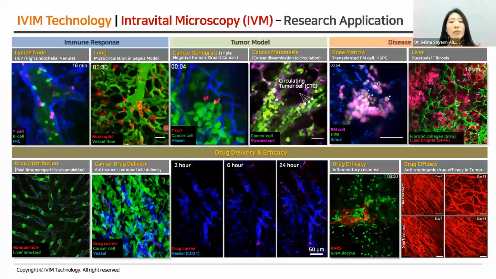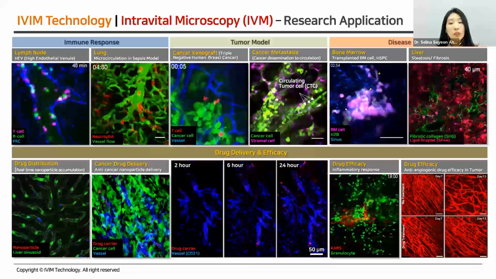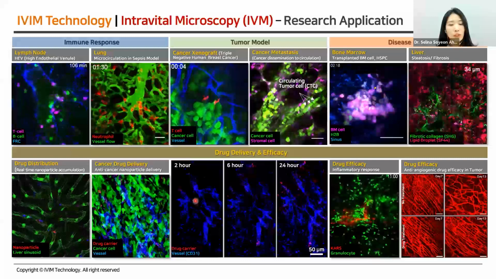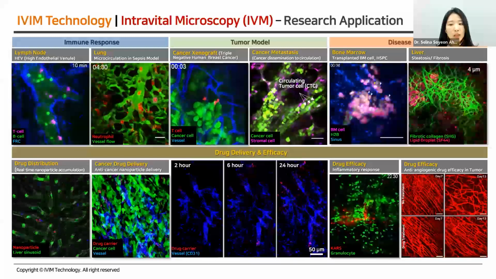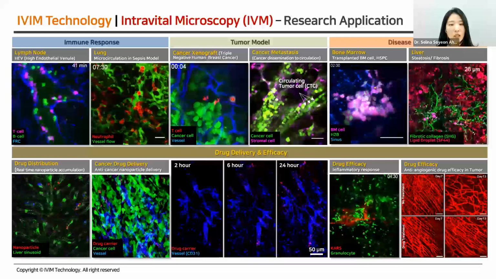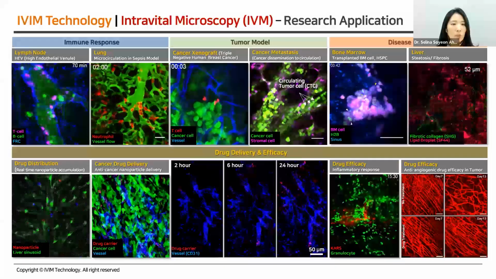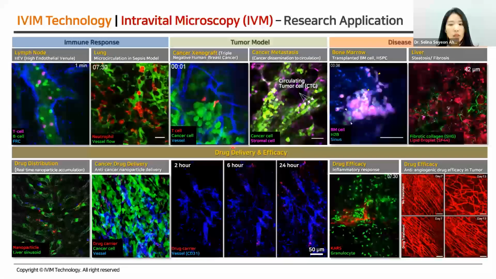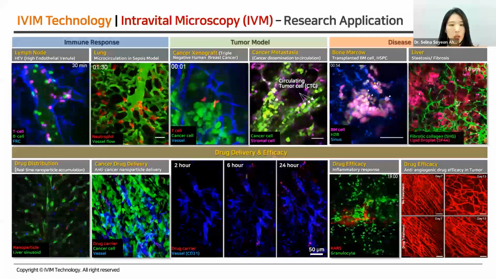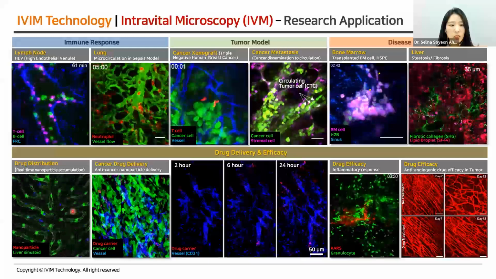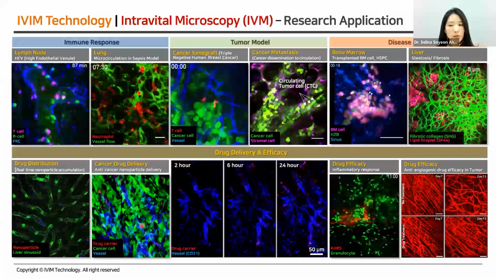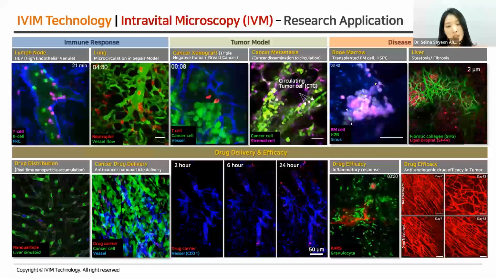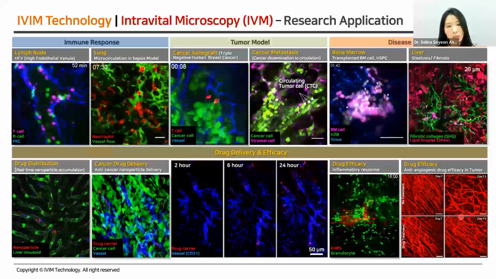So using the IVIM system, it can be applied to various research fields, including basic biology research and some therapeutic research fields as well. So here are the applications to various preclinical research fields, such as in vivo analysis of the immune response, tumor model, and the disease model. And for the drug development processes, we are validating the drug distribution in the target liver organ, drug delivery to the tumor tissue, and also we can validate some drug efficacy inside of the skin and the tumor as well.